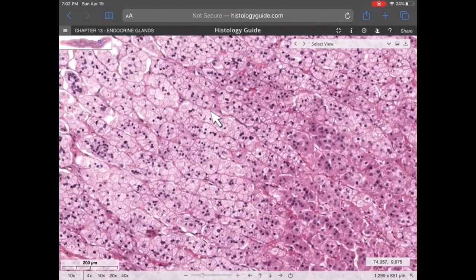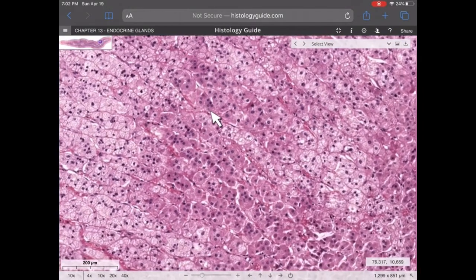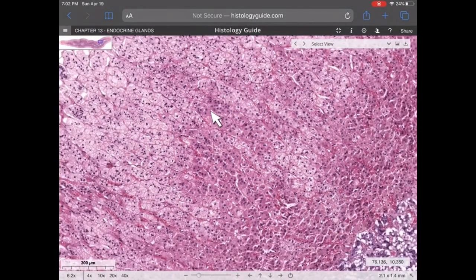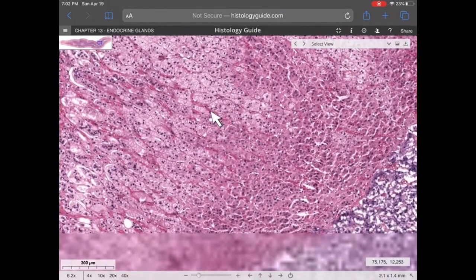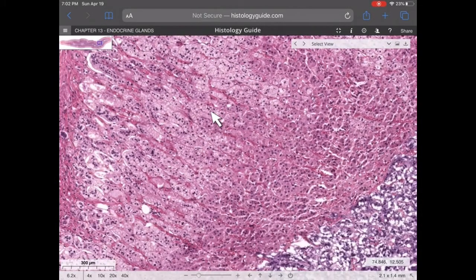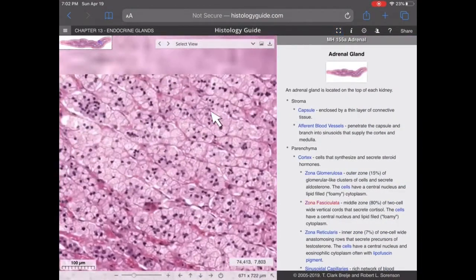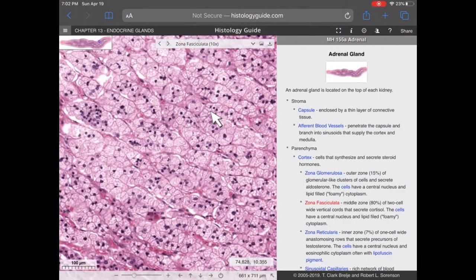Moving down, we get to an area where the cells are arranged in columns. So I'm trying to find a place that I like. Let's see what they think about. Yeah, that's about where I thought too.